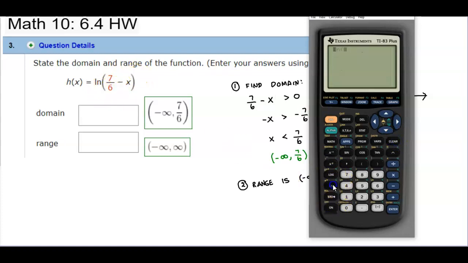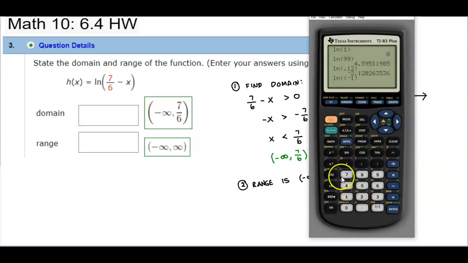So if I put a natural log of, let's say, positive 2, it gives me an answer. If I put in the natural log of 1, that also gives me an answer. Now, if I put in the natural log of, let's say, 99, that gives me an answer. Now, if I put in the natural log of, let's say, 0.12, that gives me an answer. Now, if I put a natural log of, let's say, -1, then I get an error.